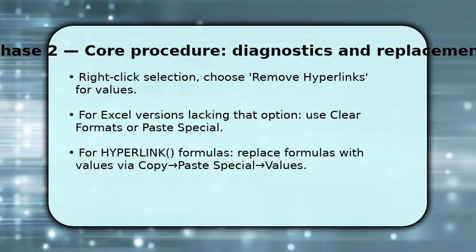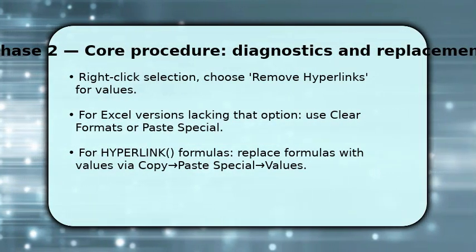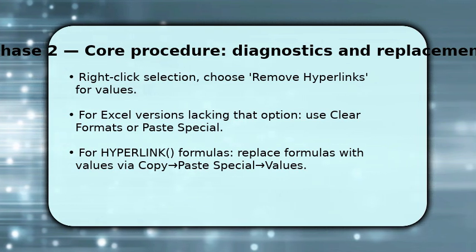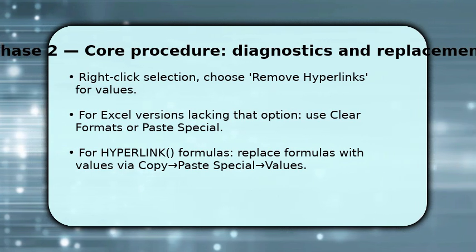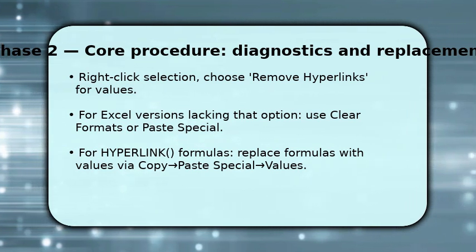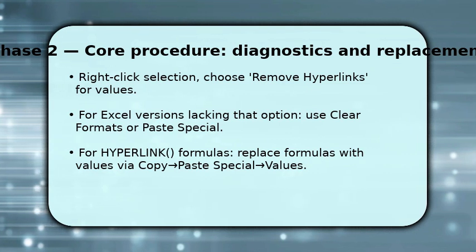Right-click the selected cells and pick Remove Hyperlinks. This strips link behavior but preserves text. If your Excel lacks that menu, press Ctrl+C, then Home > Paste > Values to replace hyperlinks with plain text.